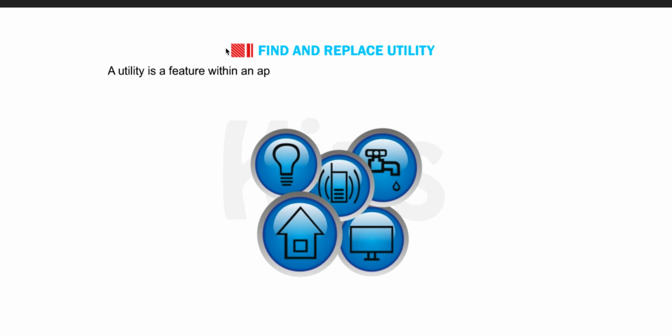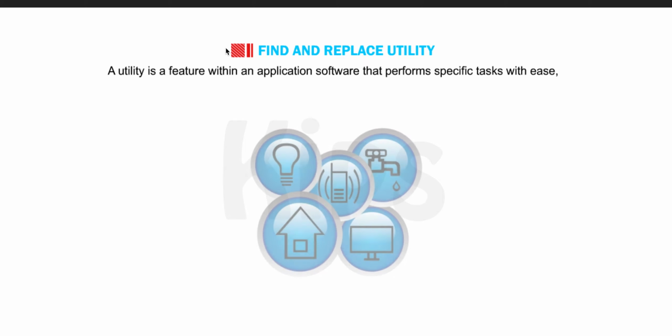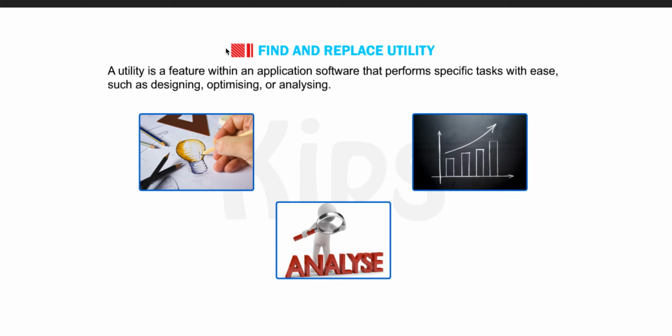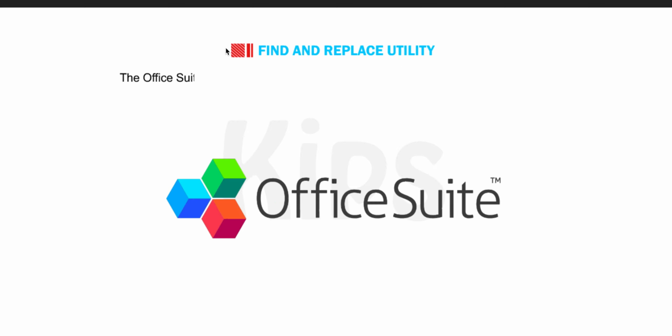A utility is a feature within an application software that performs a specific task with ease, such as designing, optimizing, and analyzing. The Office suite has some very useful utilities which we'll discuss in this chapter. Let us learn about them sequentially in a step-by-step manner.